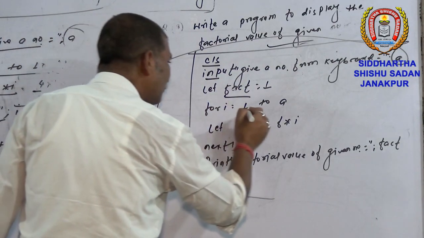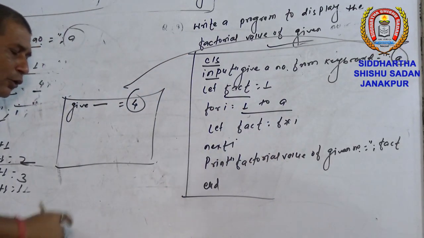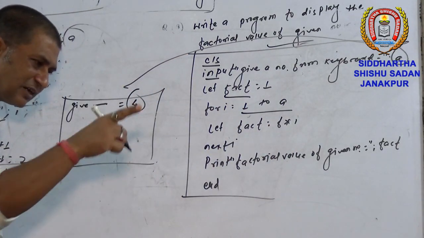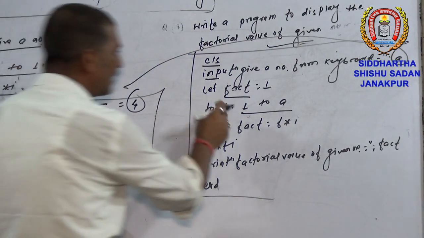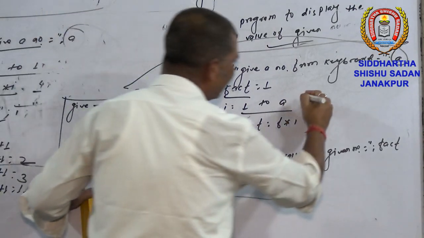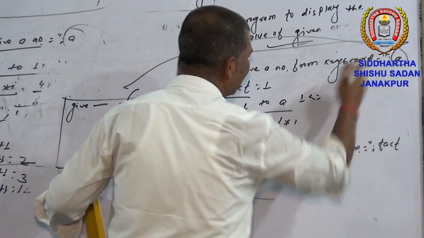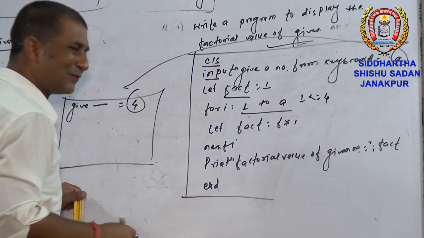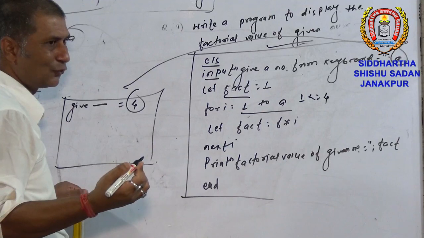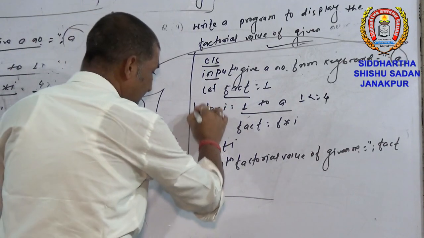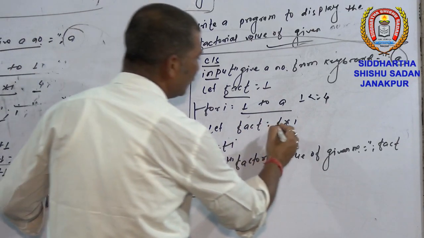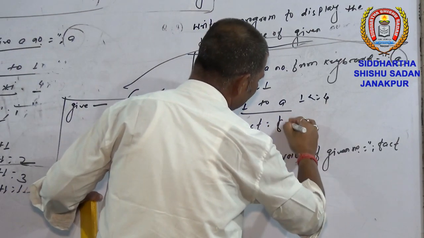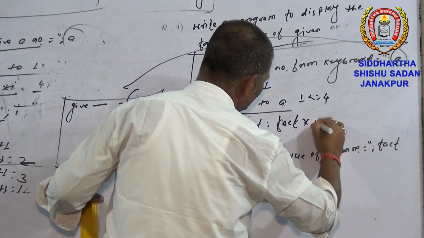Now, for I equal to 1 to A. What I have told you: whatever number you are going to take, multiply that number in descending order up to 1. So I equal to 1 to A. Here 1 less than or equal to A, A equal to 4. So 1 less than 4 is true. You know very well, the condition is true, it comes in the body of the for next loop. Here fact equal to fact into I.